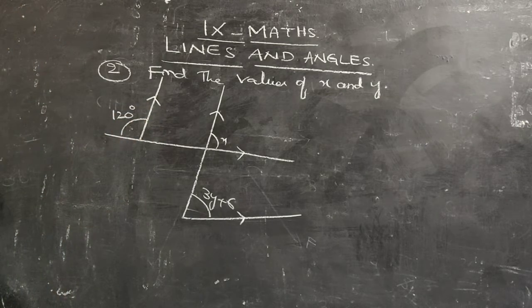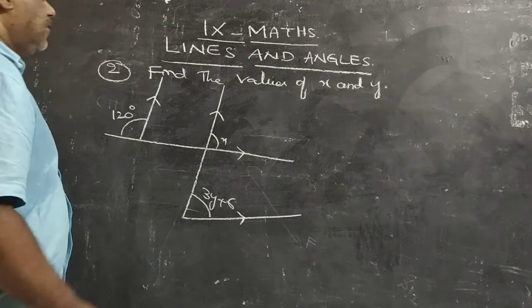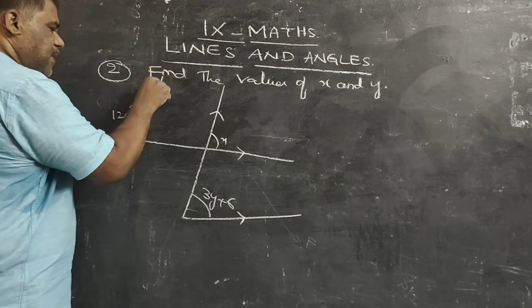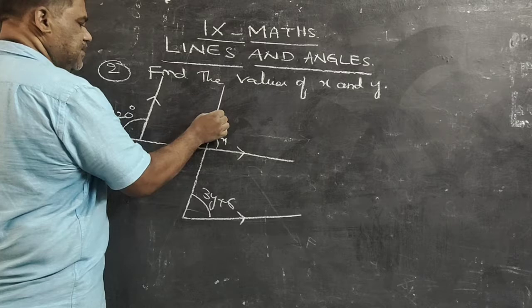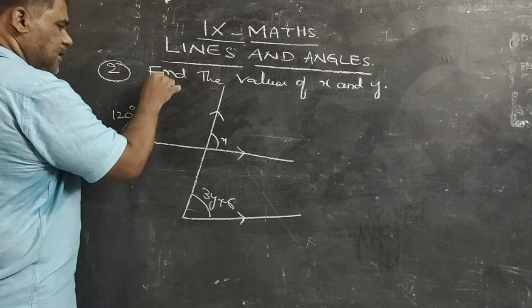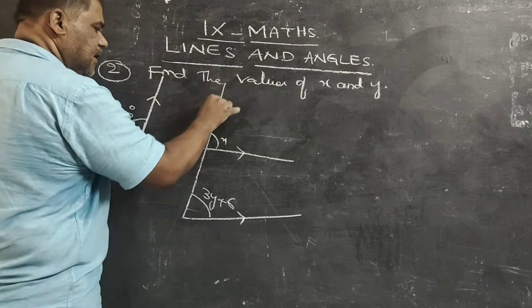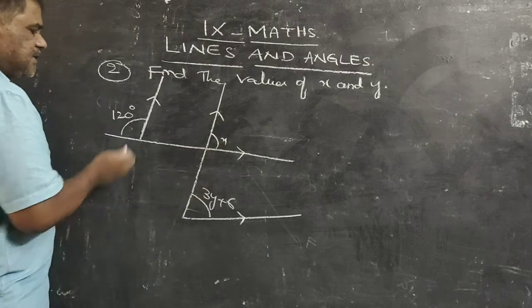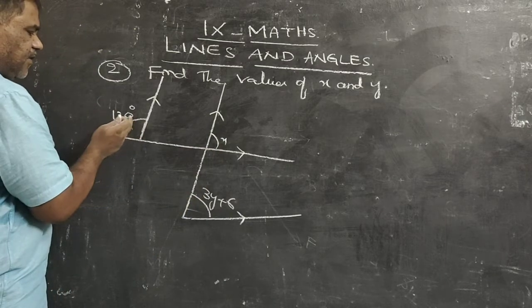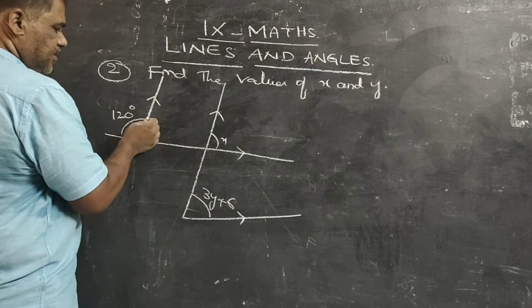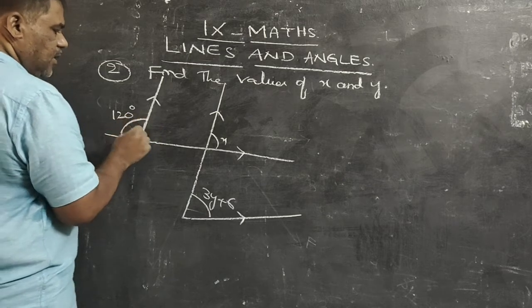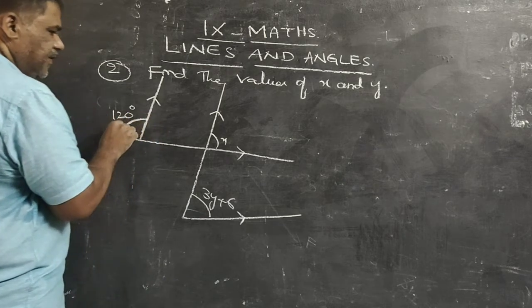First here, two lines are parallel, the symbol indicates that lines are parallel. If two lines are parallel, then corresponding angles are equal. Left side of this line 120, corresponding angles are equal. So here this is 120 degrees.